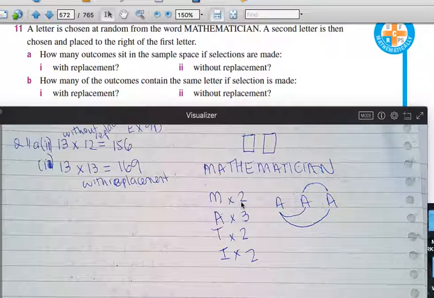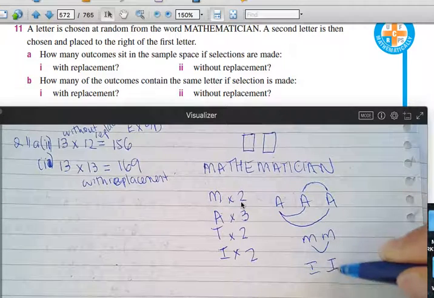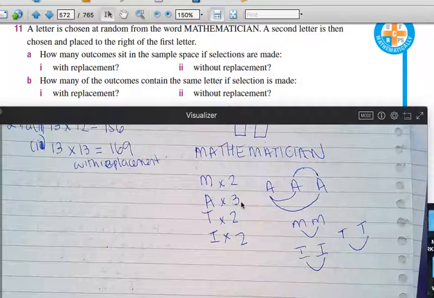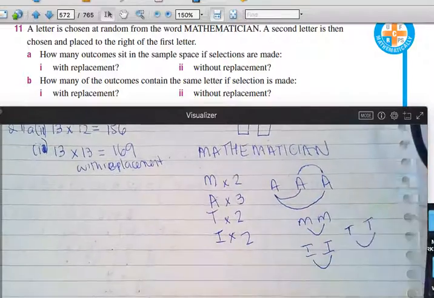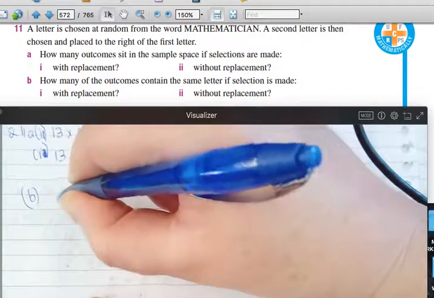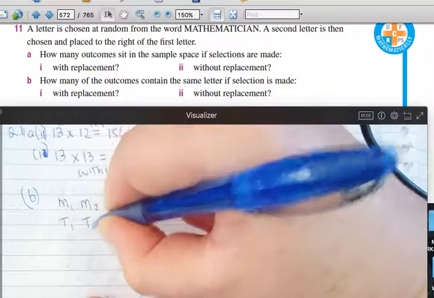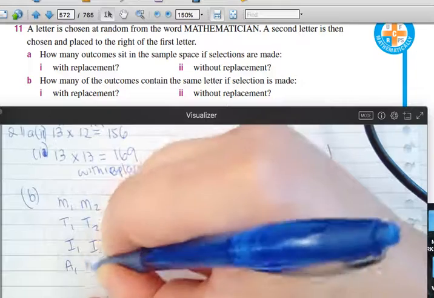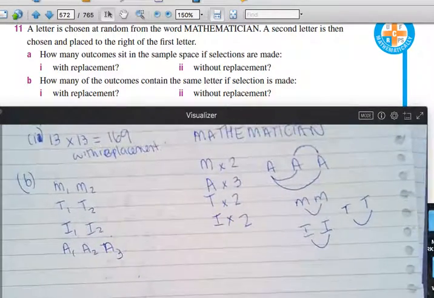If you've got 2 M's, you've only got one way of having 2 M's. If you've got 2 I's, there's only one way of having 2 I's. And if you've got 2 T's, there's only one way of having 2 T's. But I could label, girls, M1 and M2. Do you know what I mean? T1 and T2. I1 and I2. A1, A2, A3. To see how many ways you could pick up doubles, just watching.